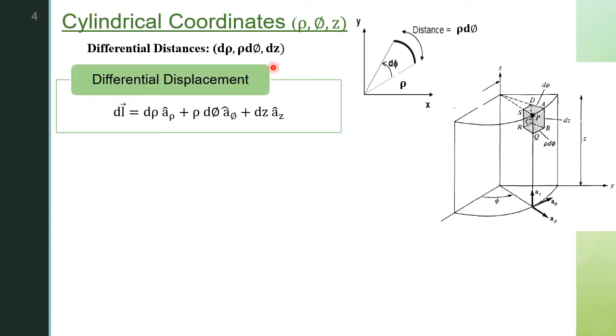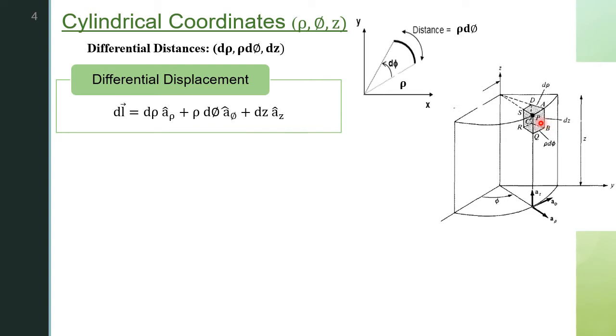Thus, the differential displacement vector is given by d rho a rho cap plus rho d phi a phi cap plus dz az cap. Now, in this figure we have a structure A, B, Q, P, D, C, I, R, S. This structure shows our differential lengths. This is d rho, a small portion of the radius rho. dz is a small portion of the height of the cylinder, and rho d phi is a small portion along the phi displacement.